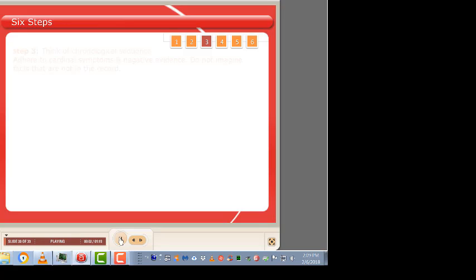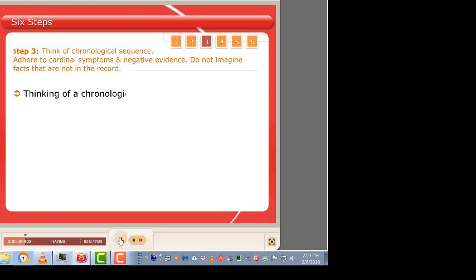Step 3 requires that you think of the chronological sequence of events from the narrative. This is not something to be done within the coding software, but as a helpful part of your thinking process as you arrive at an underlying cause of death.